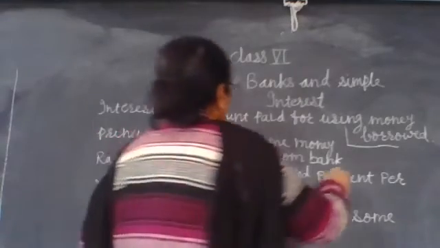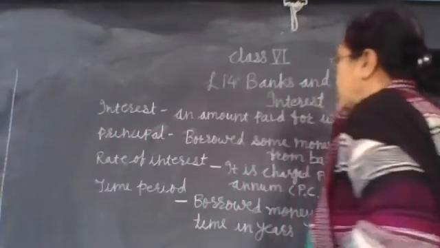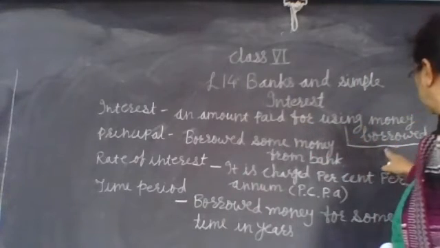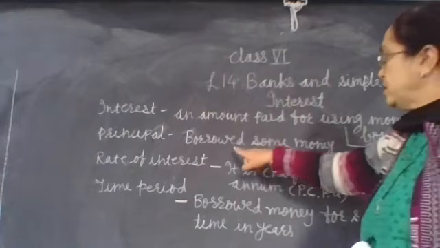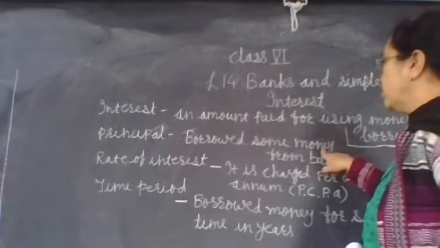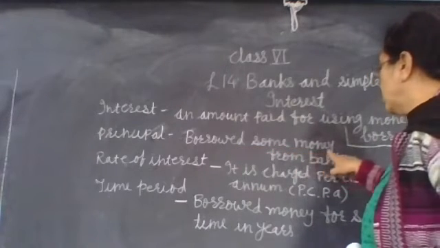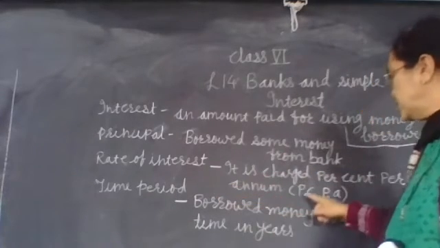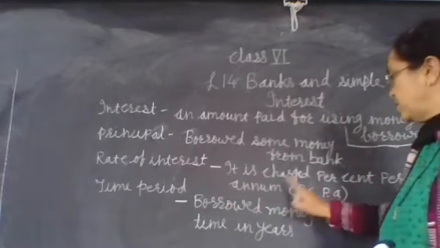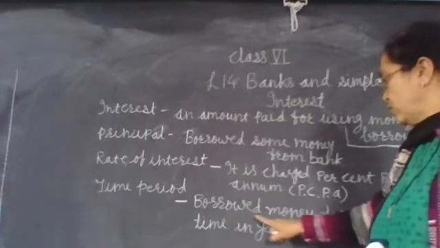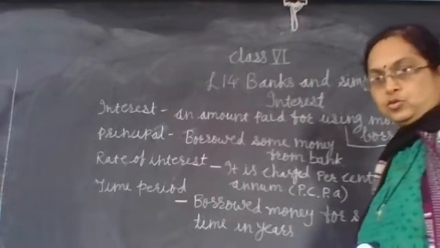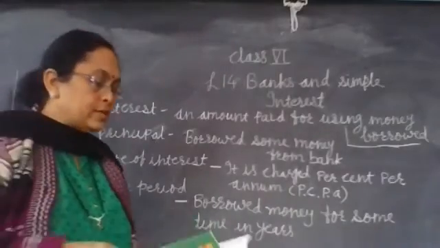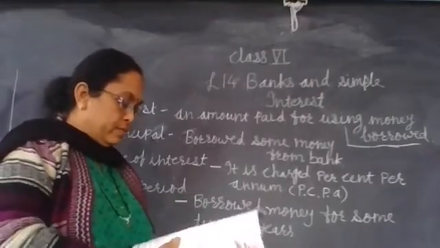So you can note down what those are. Interest is an amount paid for using money borrowed. Principal is the money borrowed from a bank or any financial institute. Rate of interest is charged per cent per annum, and time period is the time for which we have borrowed money. So these are the terms we have to see. Now we will see some examples based on it.